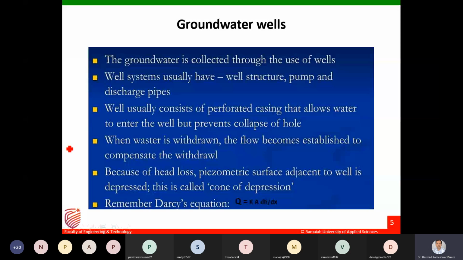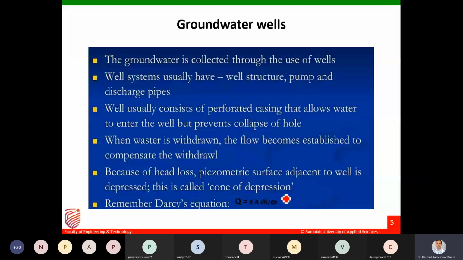When the water is withdrawn, the flow becomes established to compensate for the withdrawal. When you extract water from the well, what happens? When you suddenly extract, the aquifer suddenly tries to contribute to that flow, and the water starts moving. Because of the head loss, the piezometric surface adjacent to the well also gets depressed. This is called a cone of depression. I'll explain it in the next slide. Basically, it follows Darcy's law.